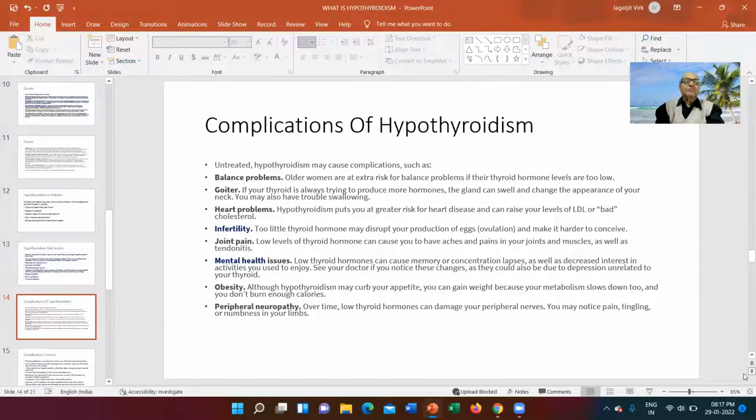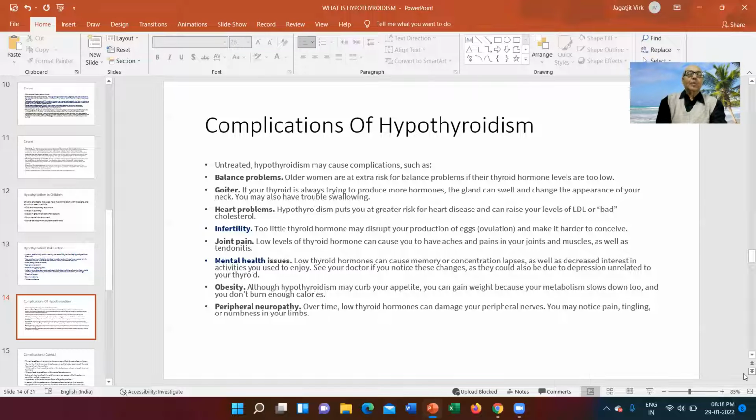Complications of hypothyroidism. Untreated hypothyroidism may cause complications such as balance problems. Older women are at extra risk for balance problems if their thyroid hormone levels are too low. Goiter: if your thyroid is always trying to produce more hormones, the gland can swell and change the appearance of your neck. You may also have trouble swallowing. Heart problems.